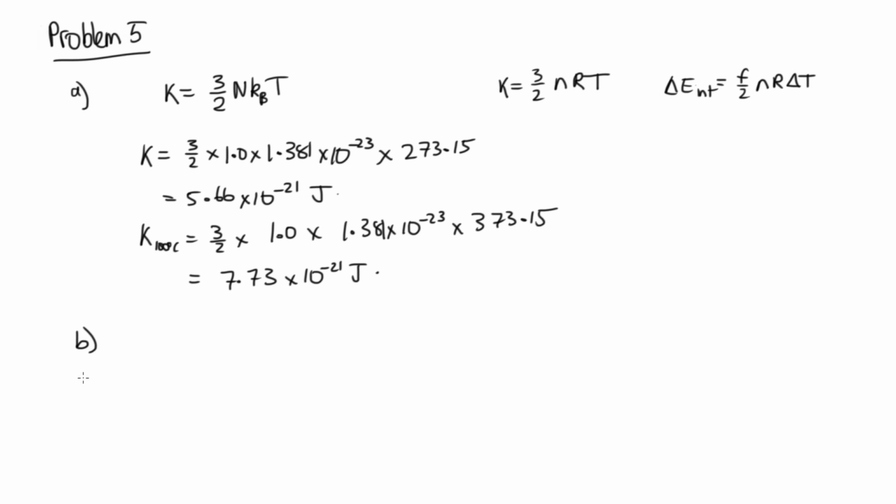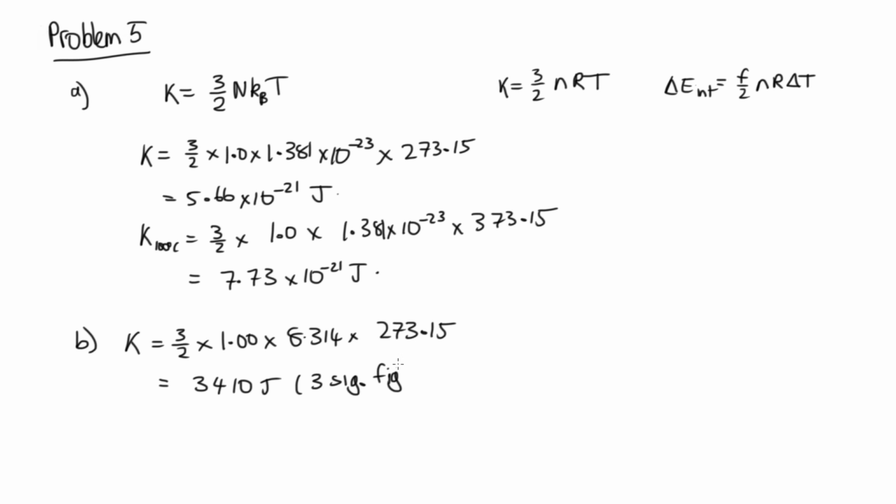Now part B is the same thing, but now it's for 1 mole. So one option would be just to multiply these answers by Avogadro's number, because that's how many molecules we have in a mole. The other option is to use this equation. So we've got 3 over 2 times 1 mole times R, 8.314, times T, which is 273.15. Solving this, we have 3,410 joules, which is given to 3 sig figs.